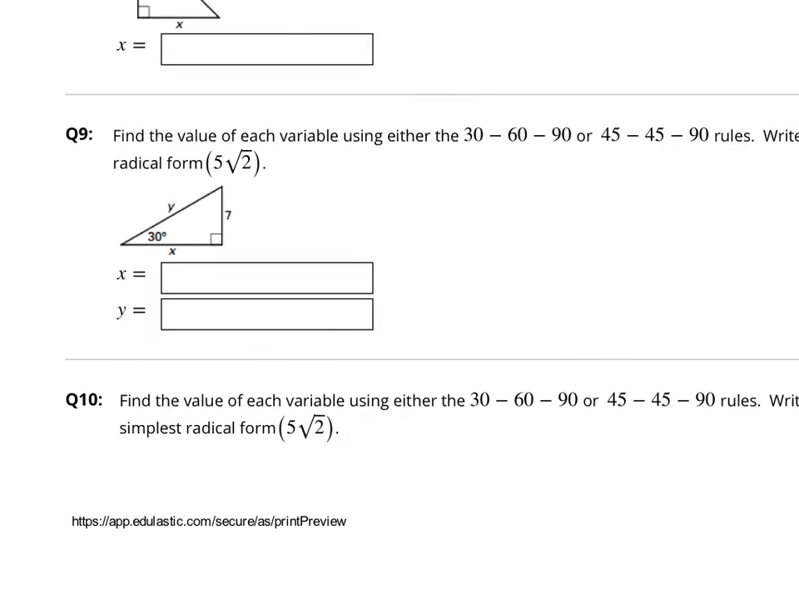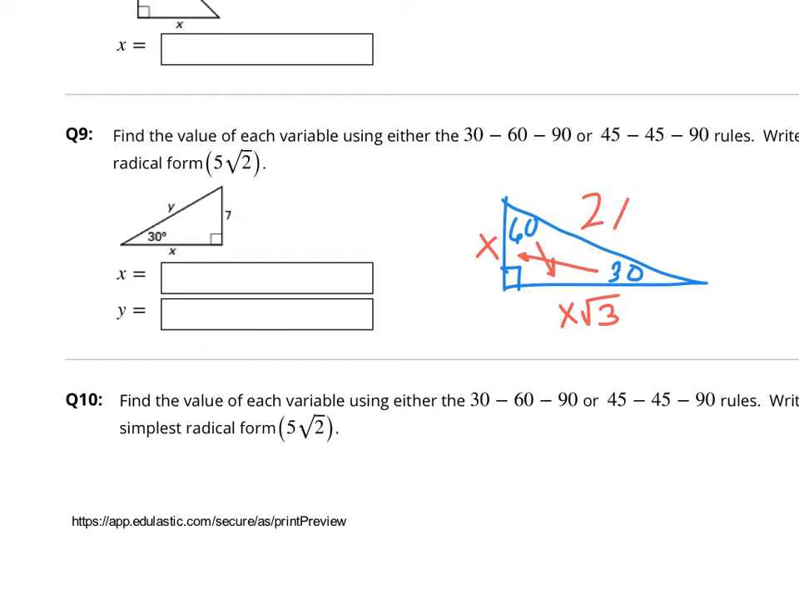For 9 and 10, they're talking about 30, 60, 90 triangles. So here's your rules again with those. There's my right angle. 30 is my smallest angle. 60. Now, opposite the smallest angle is the smallest side. Okay, and then to get the side across from 60, you take the smallest side and multiply him by radical 3. And to get the hypotenuse, you take the smallest side and double it, multiply it by 2.